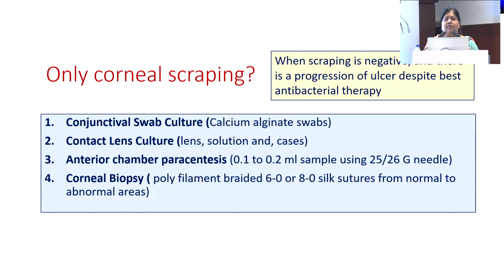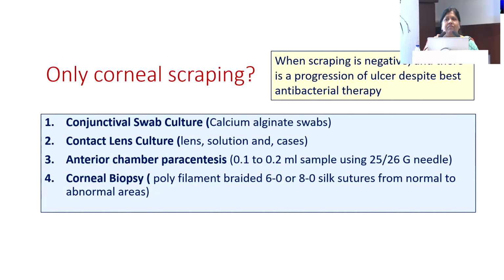Suppose the scraping is negative and there is a progression of ulcer despite best antibacterial therapy. What can you do? You can take a conjunctival swab. Simple calcium alginate swabs sometimes are very useful. They might grow some atypical organisms. There might be some confusion, but some information is better than no information.